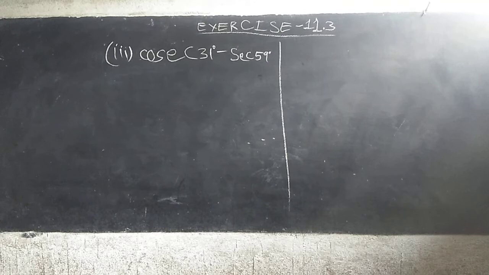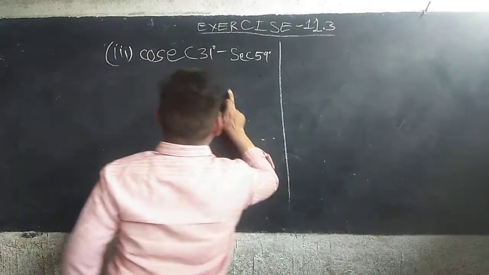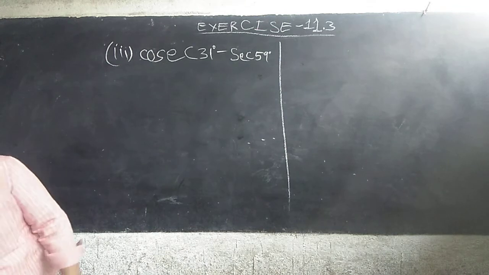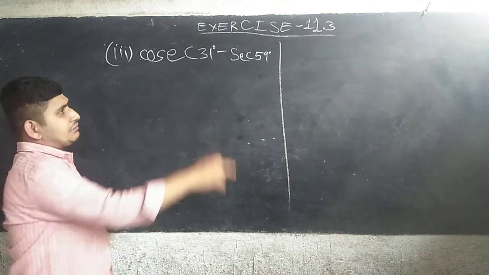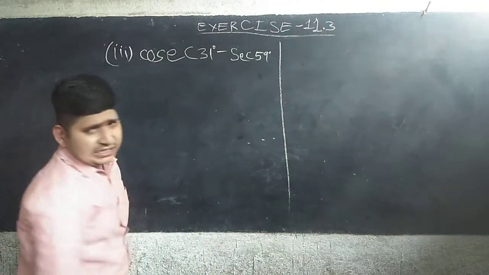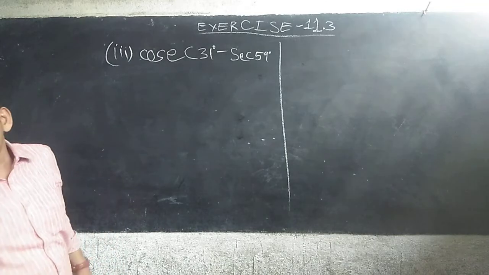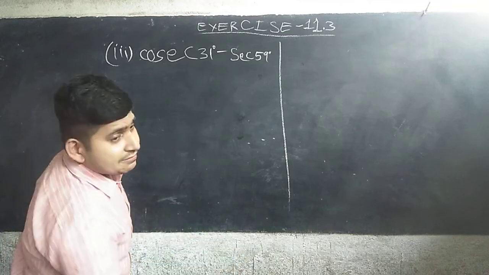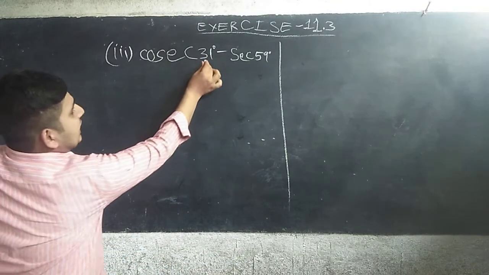Now we are going to discuss the next problem: find the value of cosec 31 degrees minus sec 59 degrees. Here the angles 31 plus 59 equal to 90 degrees. So we take any one angle, and I am taking 31 degrees.